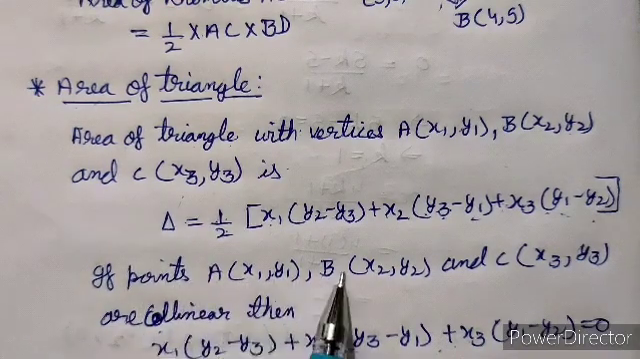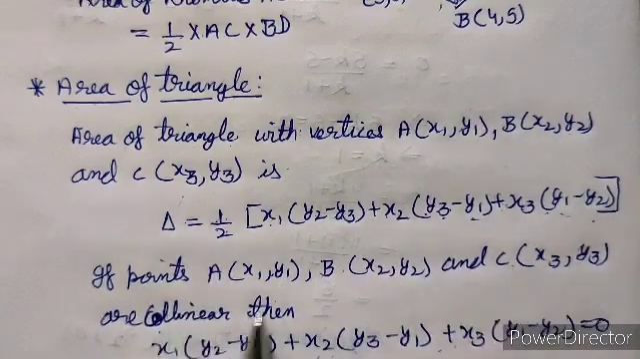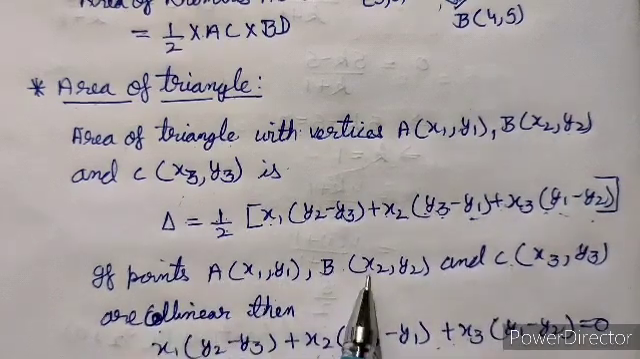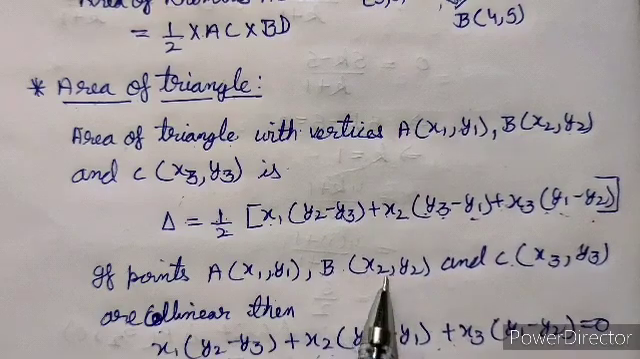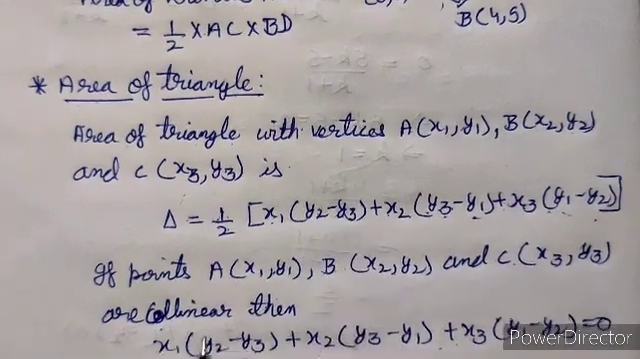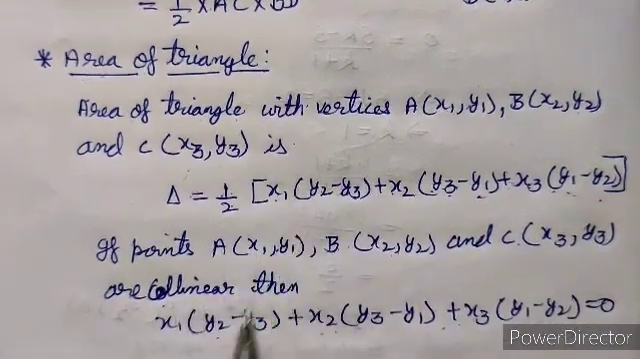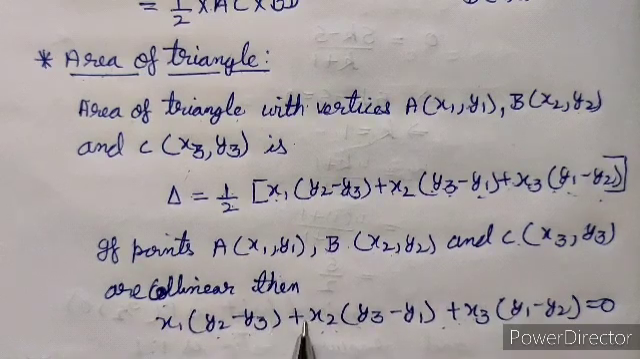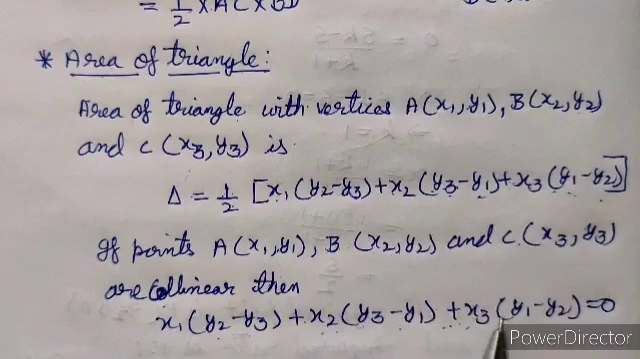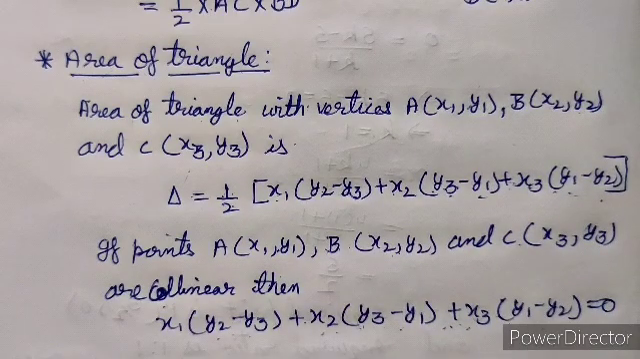If points A, B and C are collinear, then they will not form a triangle. That means the area of triangle will be equal to 0, or we can say that x1 into (y2 minus y3) plus x2 into (y3 minus y1) plus x3 into (y1 minus y2) will be equal to 0.